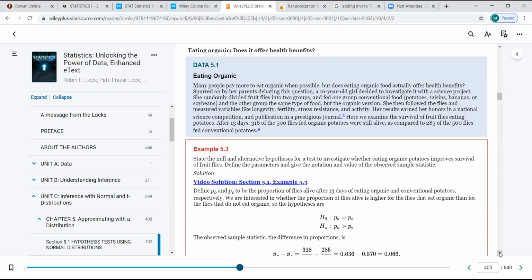She says after 13 days, 318 of the 500 flies that were fed organic potatoes were still alive. So they had survived. How many fruit flies were in the organic group? Well, if we call the organic group group 1, there were 500 of those flies, and the number that survived is 318. That's information you would write down.